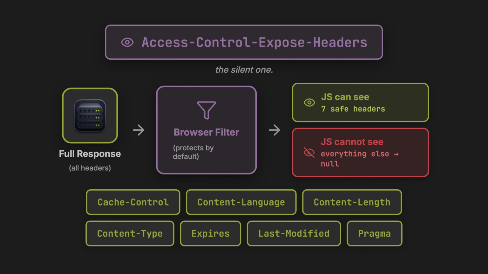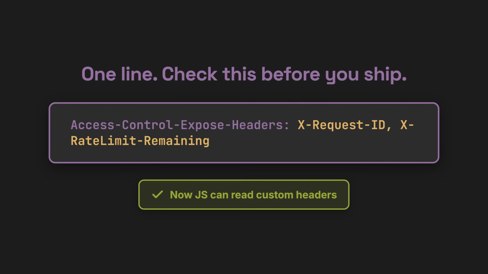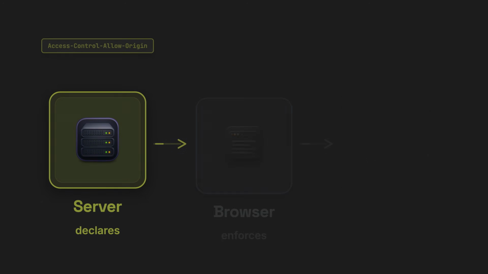Only these 7 are readable by default. Anything outside this list, custom headers, rate limit data, request IDs, returns null when your code tries to read it. Not an error, no warning, just null. This header tells the browser to expose them. One line. Check this before you ship.